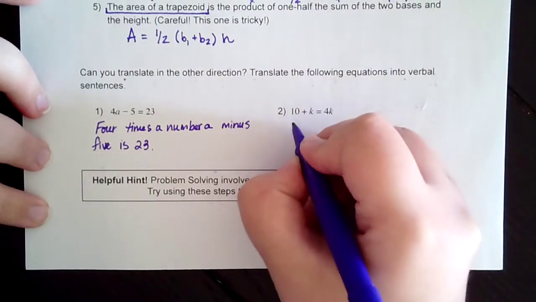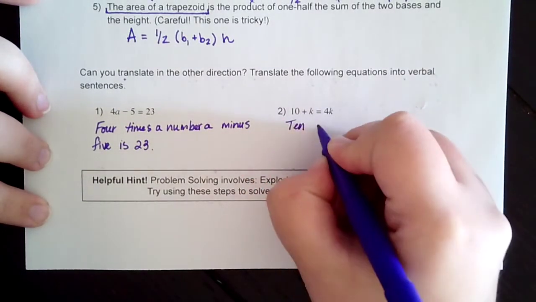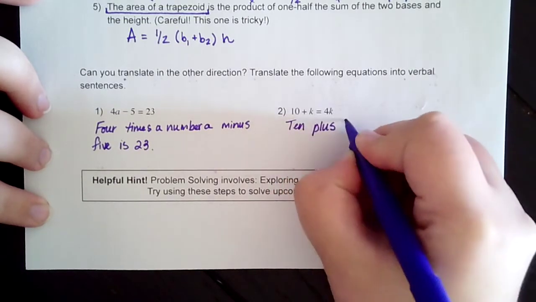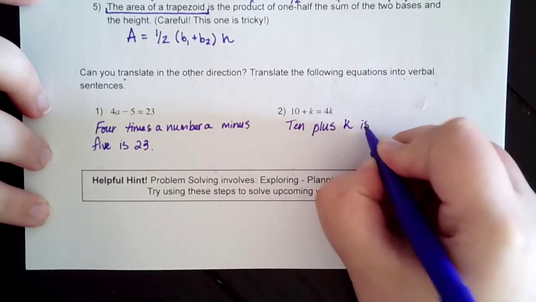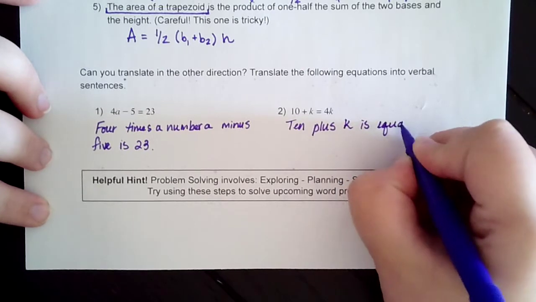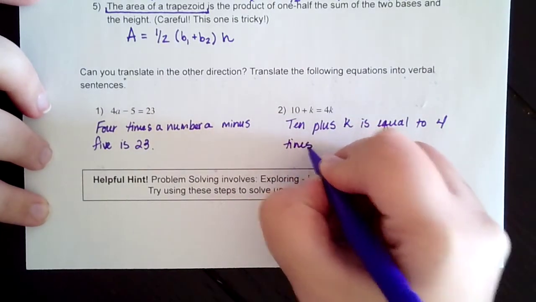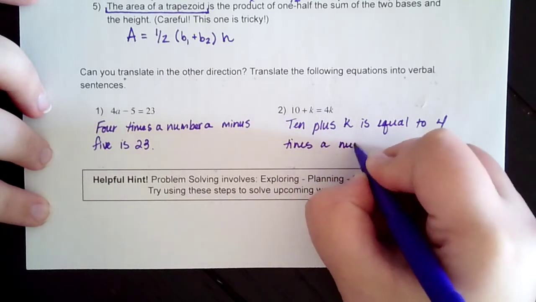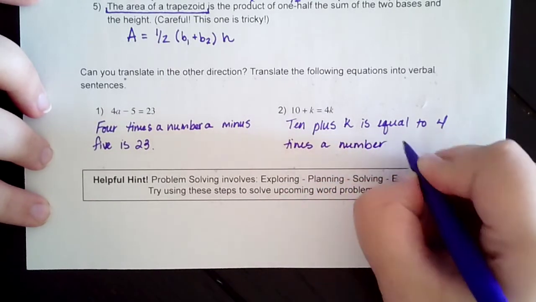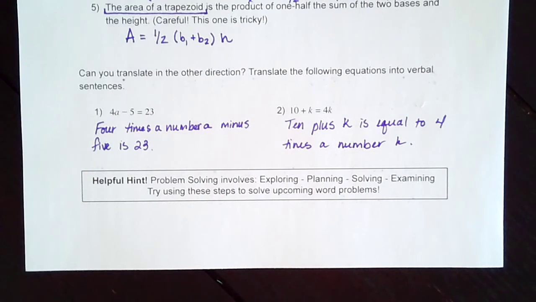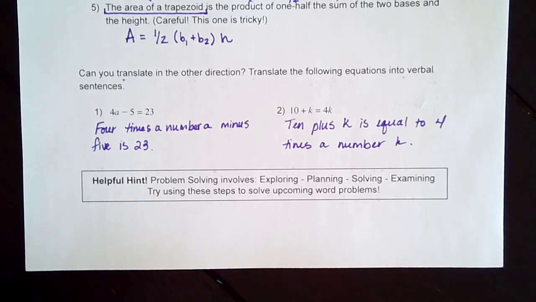This one here, I'm going to go with 10 plus K is equal to 4 times a number K. Again, so many different options. As long as I can translate it back correctly, you're good to go.